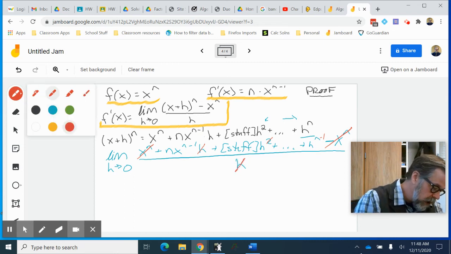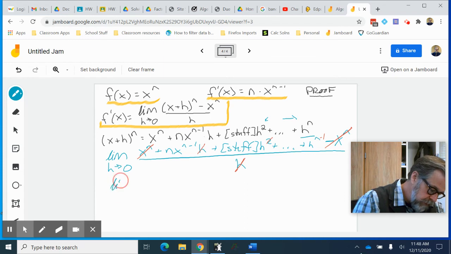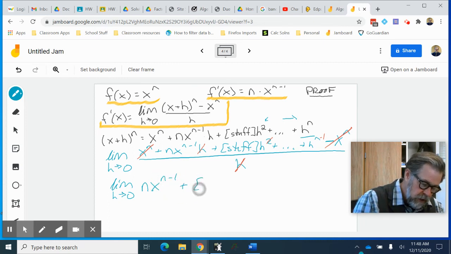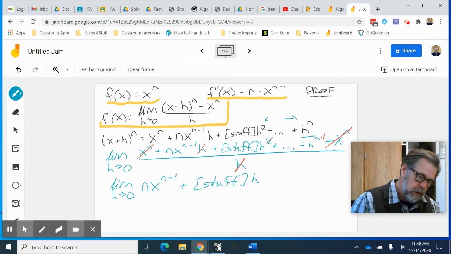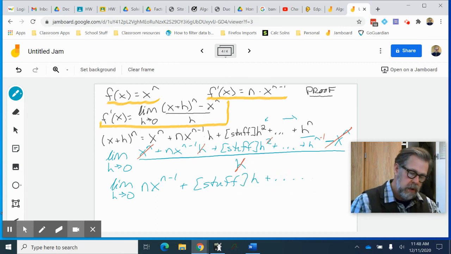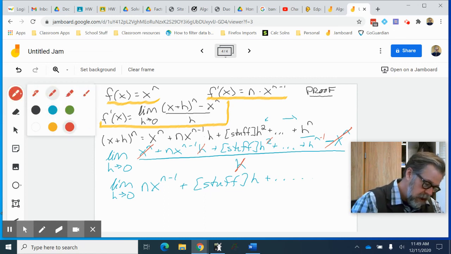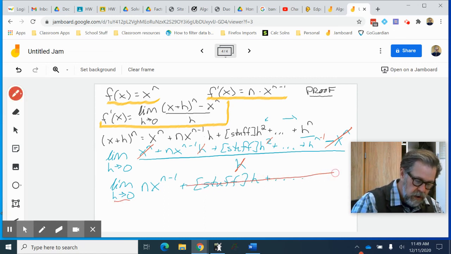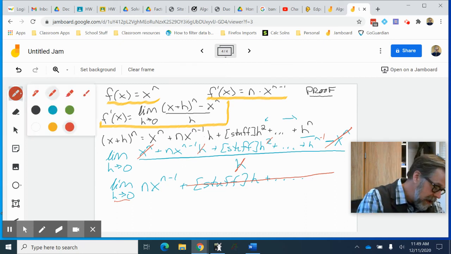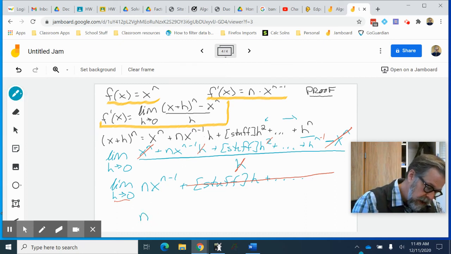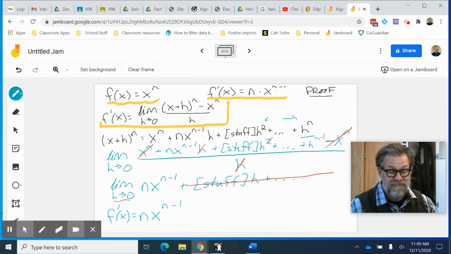I am left with the limit as h goes to 0 of n x to the n minus 1 plus a bunch of stuff with h's. These all have h's. And as I take h to 0, those all go away, and I am left with n x to the n minus 1. Elegantly and beautifully proved. Not by me.